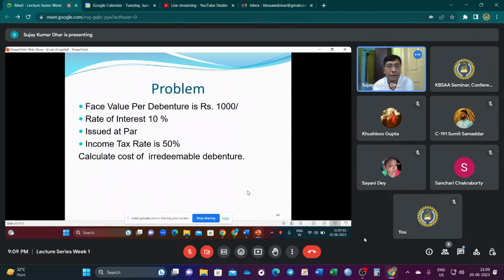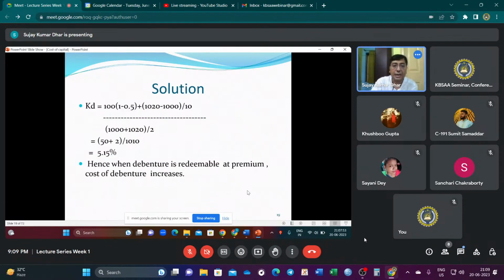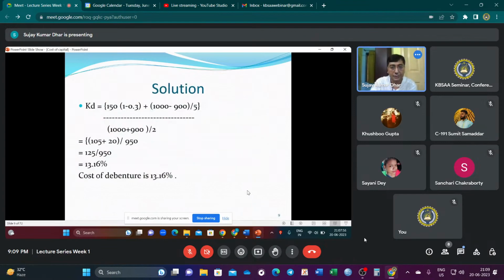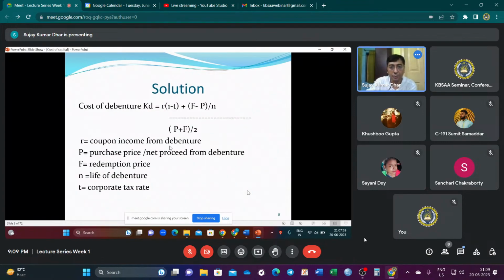There is no redemption. Now, when there is no redemption, that means n tends to infinity. If n tends to infinity, let's come to the formula. This is my general formula: R into (1 minus t) plus (f minus p) by n. If n tends to infinity, 1 upon infinity is 0. That means this term is becoming 0. So R into (1 minus t) by p.